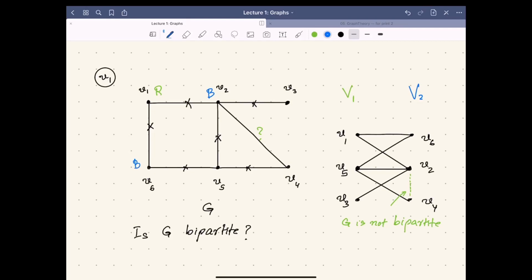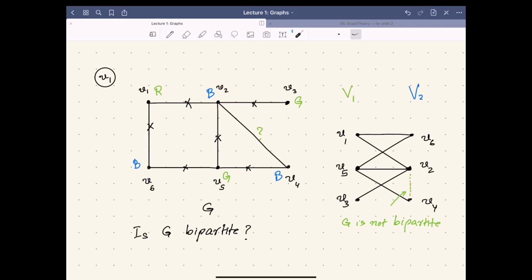Now since V6 and V5 are adjacent, V5 should be green. And see, there is no conflict between these two. Why? Because these belong to different colors. This is blue and this is green. Now V4 should be blue. Why? Because it is adjacent to a vertex that has color green. And V3 should be green. Why? Because it is adjacent to a blue labeled vertex.